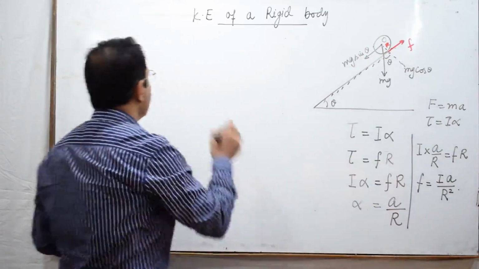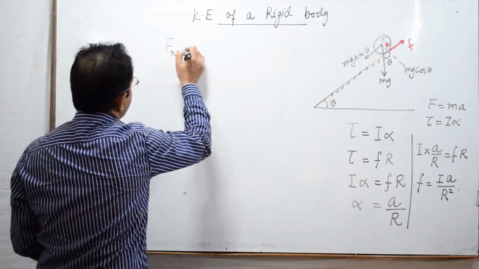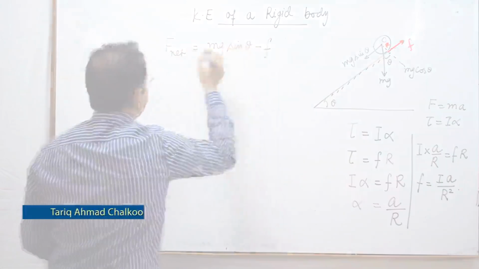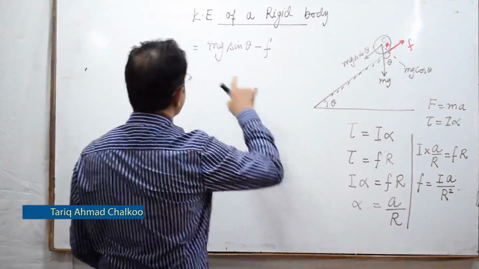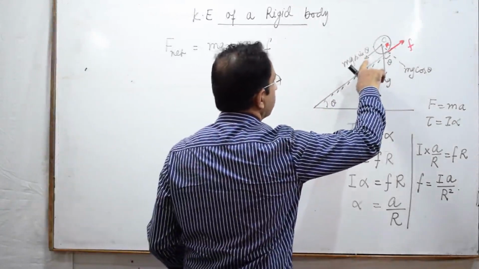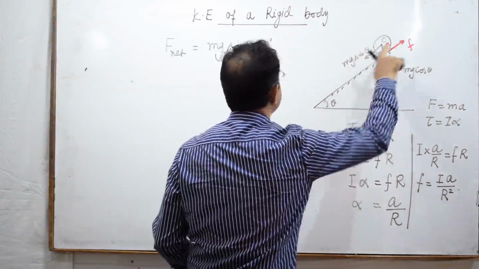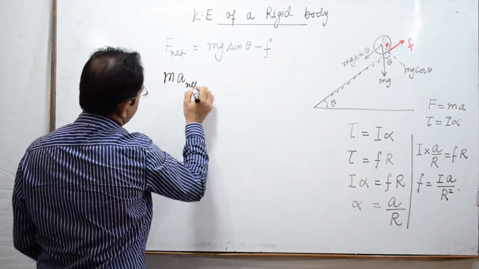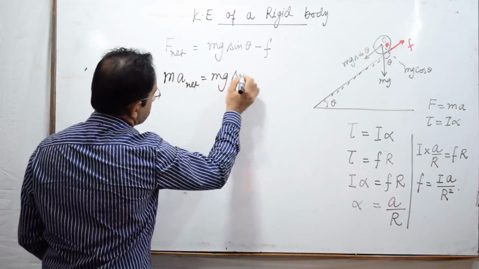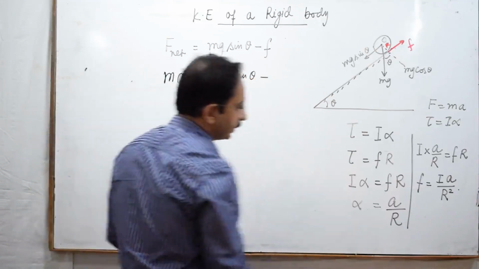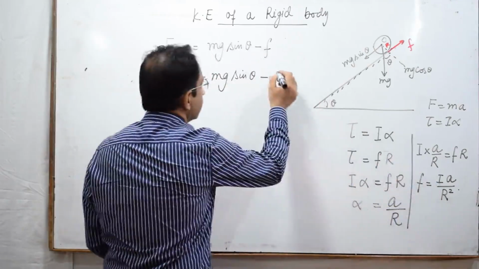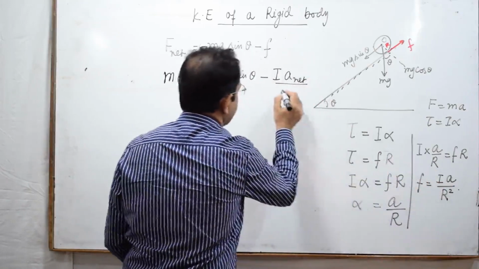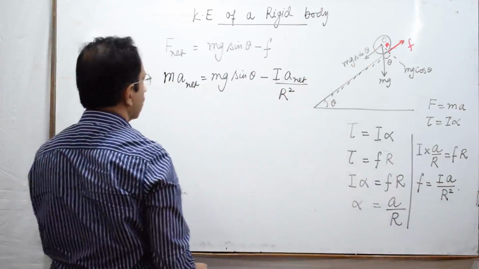So if I say that F net which is acting on the body is equal to mg sin theta minus f. This F net is the force acting on this body, which will be mg sin theta minus small f. Small f is force of friction. So I can write it as m into a net is equal to mg sin theta minus, what is force of friction? Force of friction we have already seen is I into a net divided by r square.